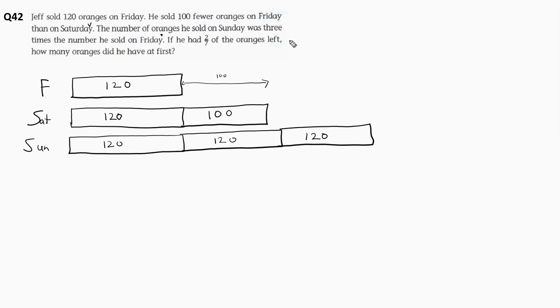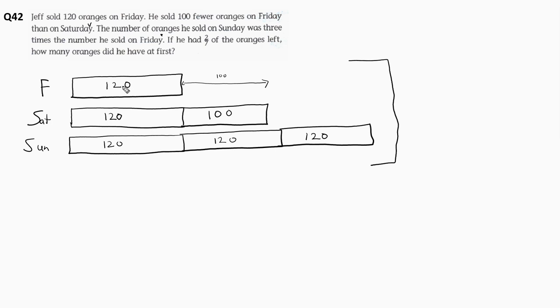Right. Then it asks us, what does it say? It says, if he had 2/7 of the oranges left, that means of all the oranges he had to begin with, if he had 2/7 of the oranges left, how many oranges did he have at first? Well, it doesn't ask us to do this, but it's a step we need to do in order to find out how many oranges there were. We need to find out how many oranges are in this model so far.